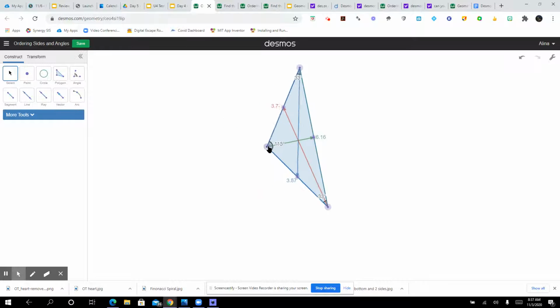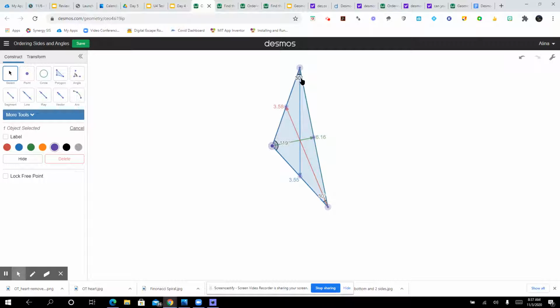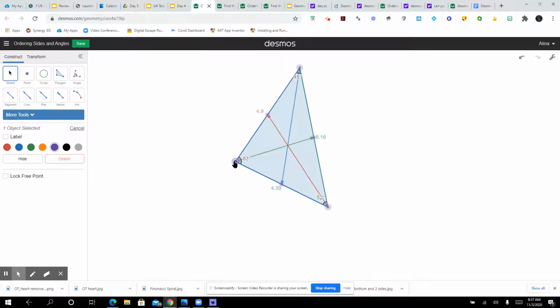It doesn't matter what kind of triangle you make. Oh, I did make an isosceles. So now we've got 30 and 30, so the sides opposite those two base angles are going to be exactly the same, and they should say 3.55 and 3.55. Maybe if I make this a little longer. Oh, that's not going to work.